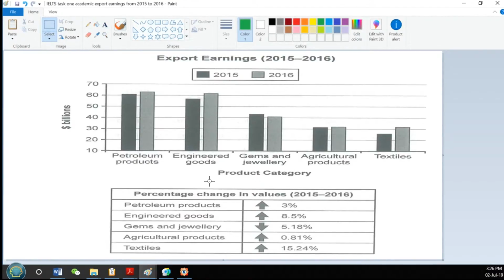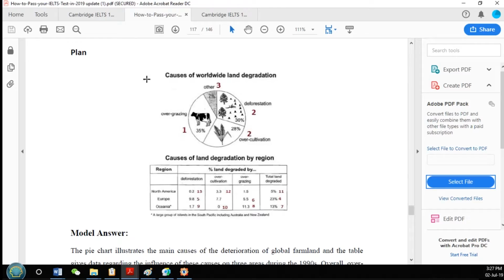So I don't think this is a good example of where you'd want to cover by chart. Now, if we compare it with this chart here, it's a good idea to go paragraph per chart, so a paragraph for each chart because there's different information. This one's showing causes of land degradation, and this one's on the regions in which it's happening. So this is a good example where you would have a paragraph for the pie chart and a paragraph for the table.